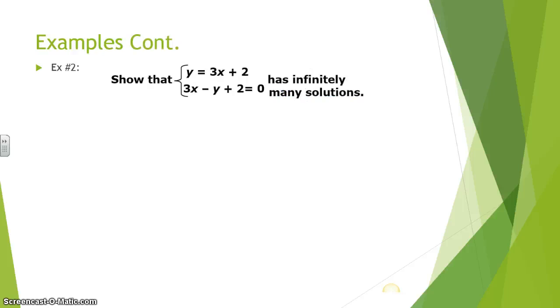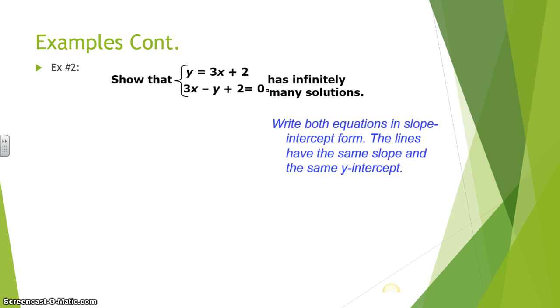Let's go on to the next example. It says show that these two equations have infinitely many solutions. So y equals 3x plus 2, and 3x minus y plus 2 equals 0. What we're going to do for this is write both equations in slope-intercept form. Remember, that's the y equals mx plus b form. And we'll notice that the lines are going to have the same slope and the same y-intercept.